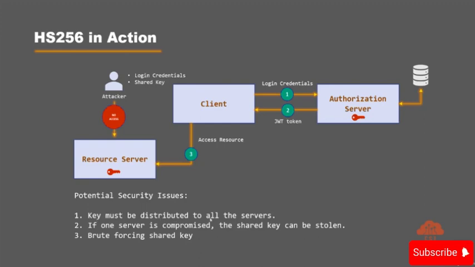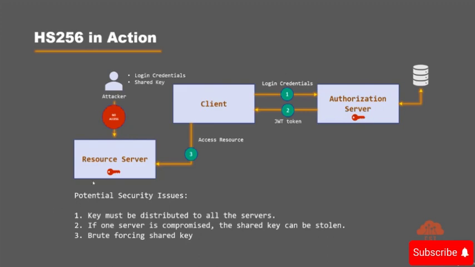Key must be distributed to all the servers. So when the key is being distributed, it's possible that an attacker can steal the key, or if the key is insecurely distributed, it's possible that an attacker can get access to it. Now, if one server is compromised, the shared key can be stolen. Since we are using the same key on all the resource servers as well as on the authorization server, it's possible that if one of these servers is compromised, the key will be stolen.